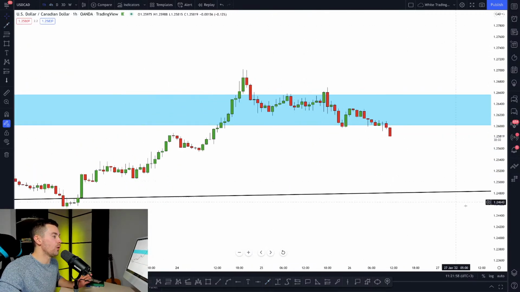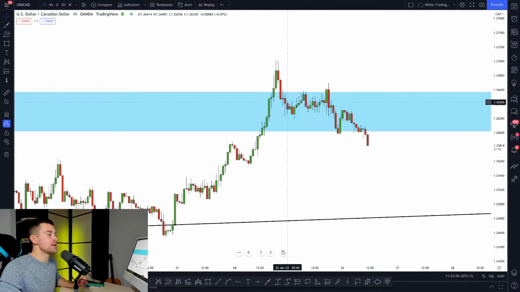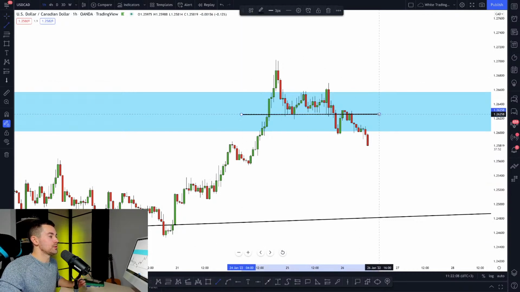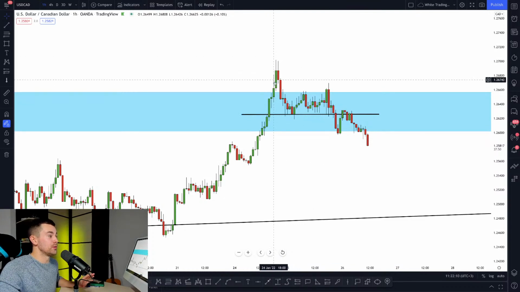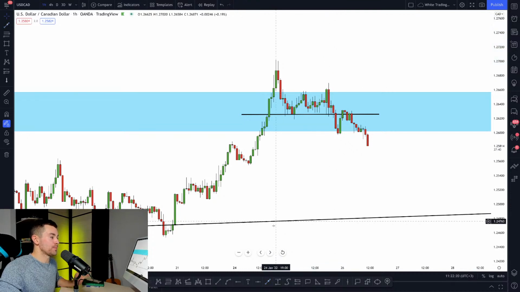Look what I spotted on hourly time frame. A lot of clues on hourly time frame. Here the price formed a very cute double top formation. Do you see the double top? Here's our first top and here's our second top. We call such a double top formation a double top with the low high.